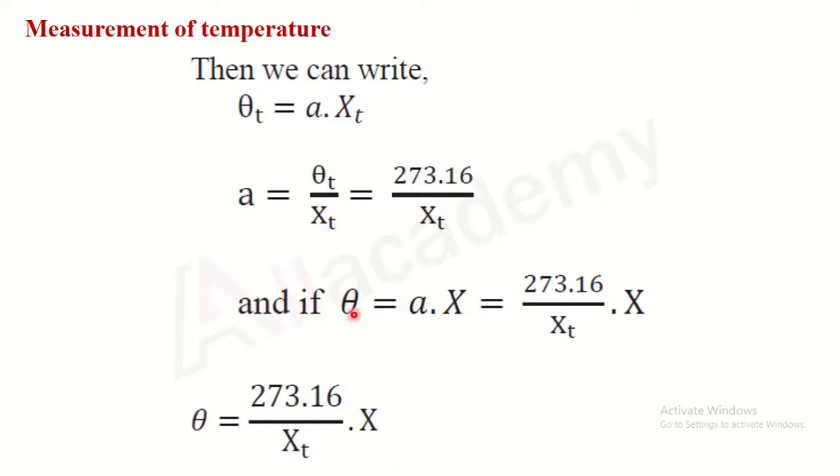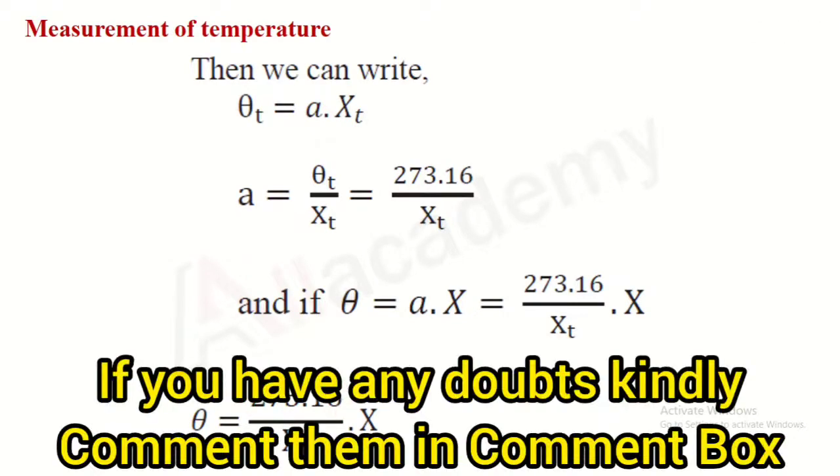Now we have the equation theta equals a into x, where theta is the unknown temperature, a is the constant we have already identified, and x is the thermometric property. Substituting a, we have theta equals 273.16 divided by xt, into x. So this is the equation to identify the unknown temperature of a body using a single standard point, the triple point of water. So these are the two methods.